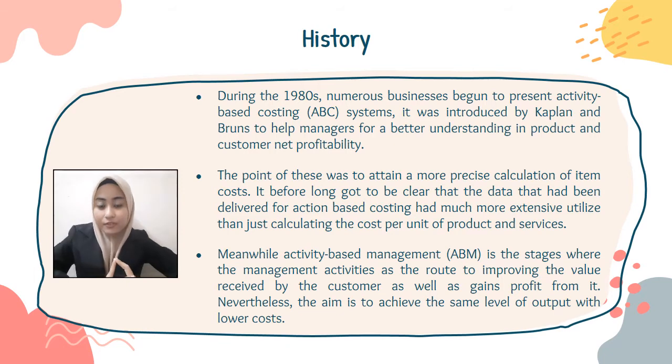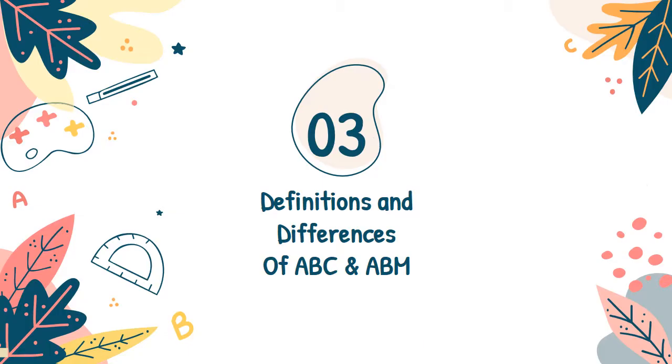If businesses are using this ABC system, they can get accurate calculation of their particular product costs. Next, activity-based management is the stage where management improves their activities and the value delivered to their customers, and also gets profit from that. The main purpose of activity-based management is to obtain the same level of output but with a lower cost.